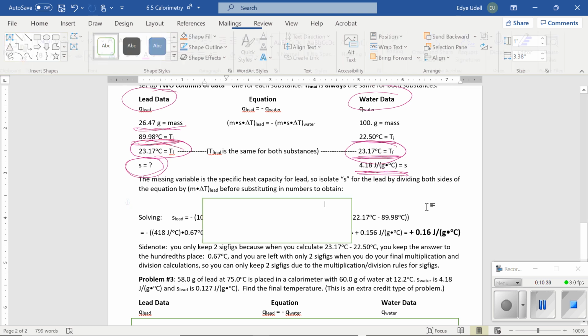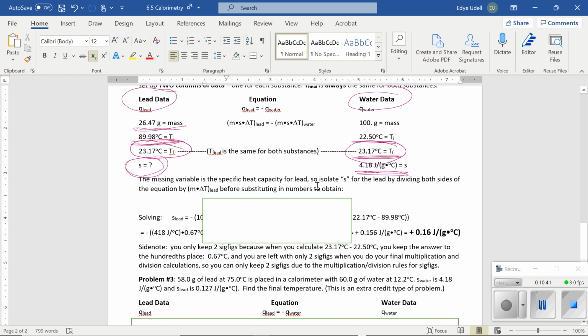Okay, the missing variable is the specific heat capacity for lead. So we're going to isolate S for lead. We're going to isolate this variable right here because that is what is missing. So that means we're going to divide both sides by m delta T for lead. You do not need to write down the instructions that I write here. I'm just writing them down so that you know what's happening. So I wrote the missing variable is S for lead. So we're going to isolate S by dividing both sides of the equation by m delta T for lead before substituting in the numbers.